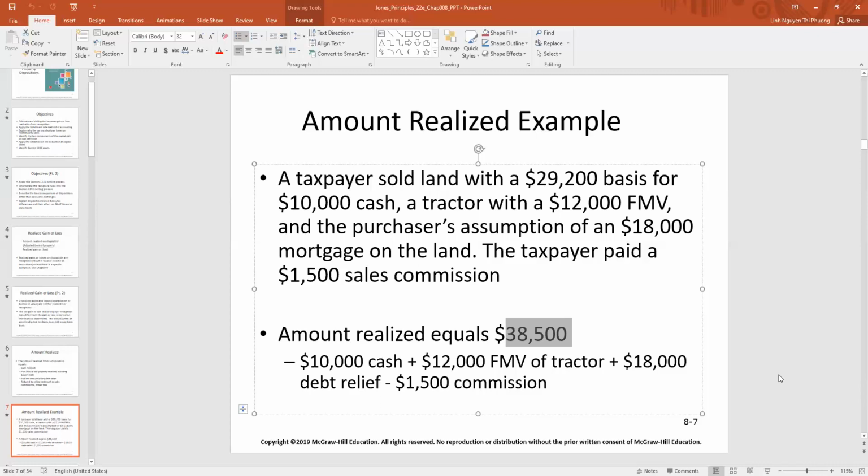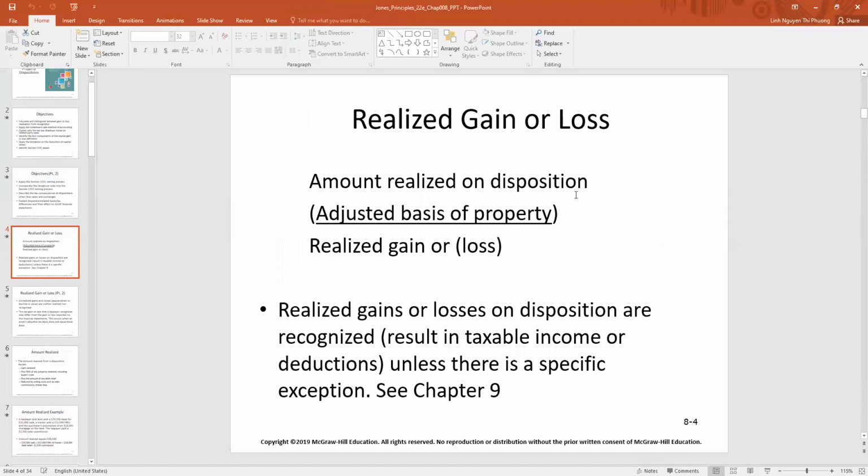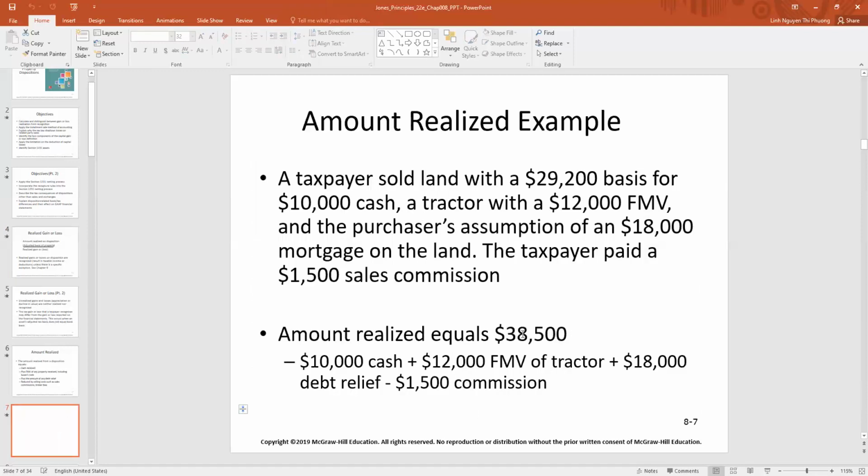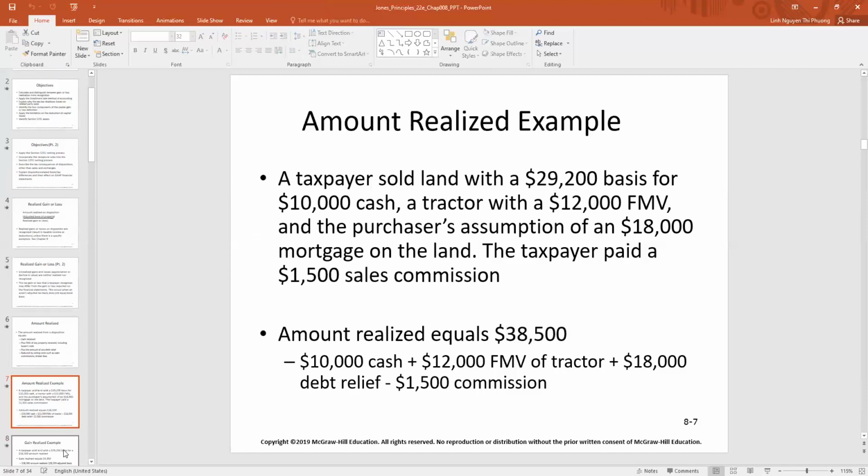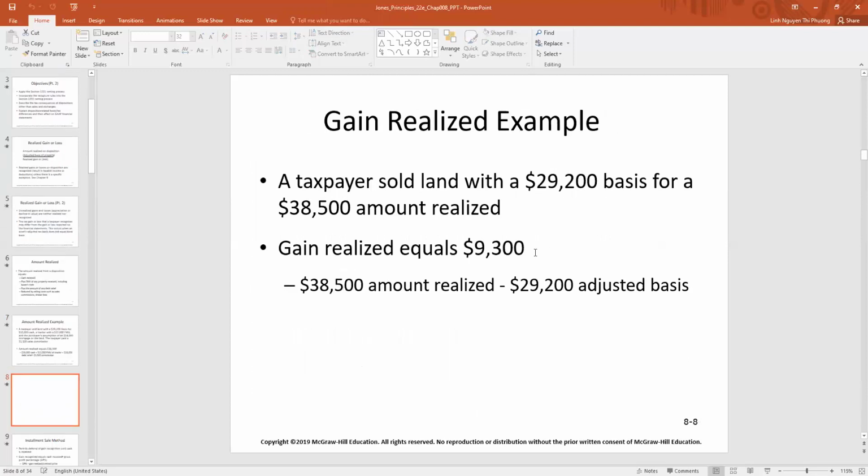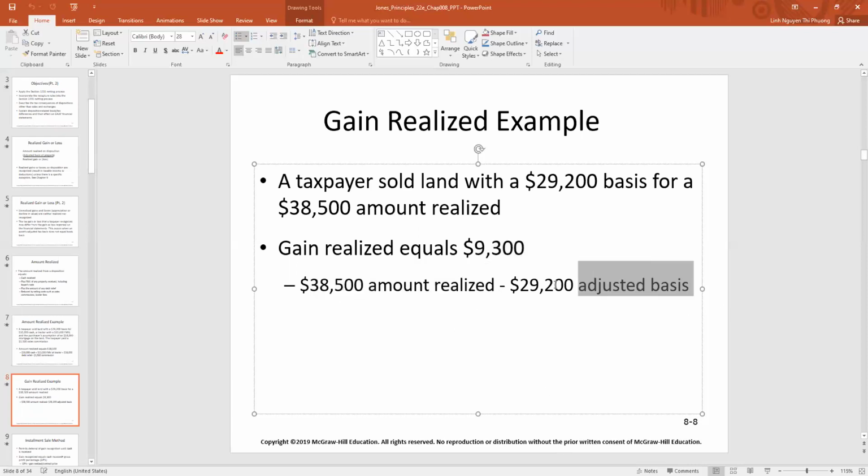Now, how can we find the realized gain or loss? Do you remember the formula? Amount realized minus adjusted basis will give us the realized gain or loss. So the amount realized here is 38,500. Our adjusted basis is 29,200. So the gain realized will be equal to 9,300, because we take the amount realized minus the adjusted basis. So that is about the amount realized.